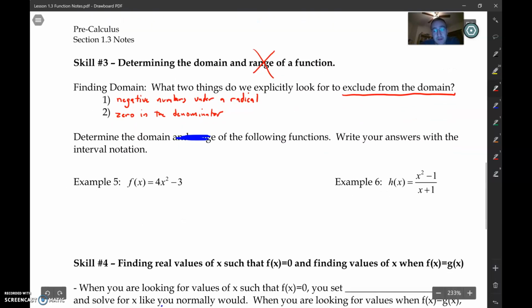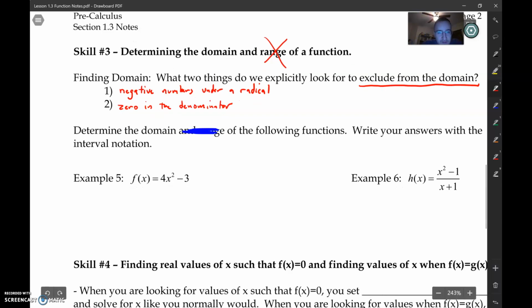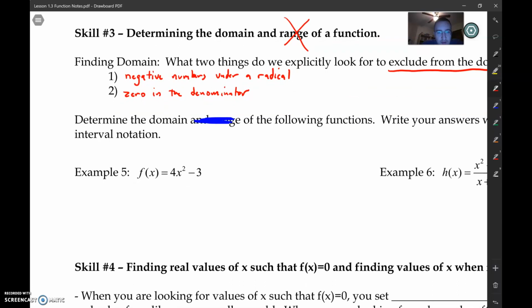Okay? And I think the best way is to let me talk through these 2 examples. Determine the domain of the following functions. Write your answers in interval notation. That's brackets and parentheses and whatnot. Okay? So when I look at example 5, f of x equals 4x squared minus 3. I'm hoping you're familiar with what this looks like. I think it really helps to picture it sometimes. And an x squared graph, remember, looks like a kind of a parabola. Okay? There are no breaks, there are no gaps, there are no asymptotes. And so, spoiler alert, this domain is going to include every number.